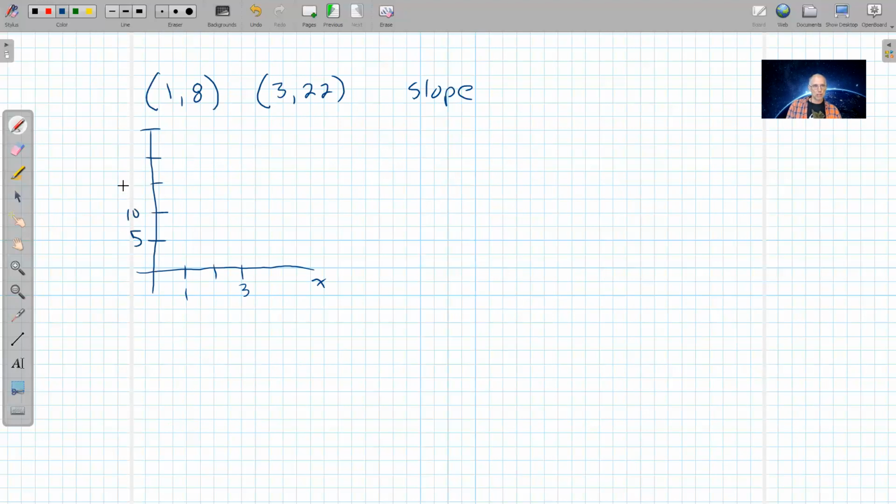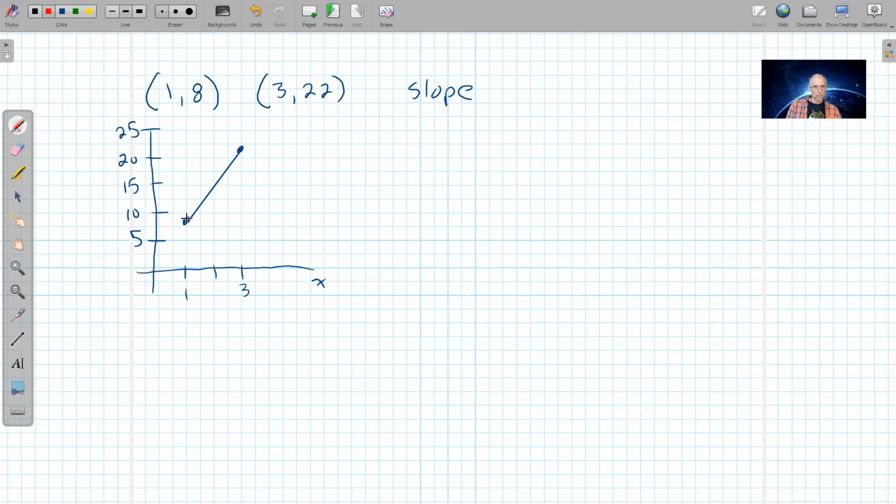It doesn't have to be perfect, but graph paper helps too. All right, 5, 10, 15, 20, 25. Okay. And then I had the point (1, 8), so that would be around here-ish. And then (3, 22) is going to be about here-ish. So I'm trying to find the slope between these 2 points. In the picture, I can kind of estimate it by just looking.